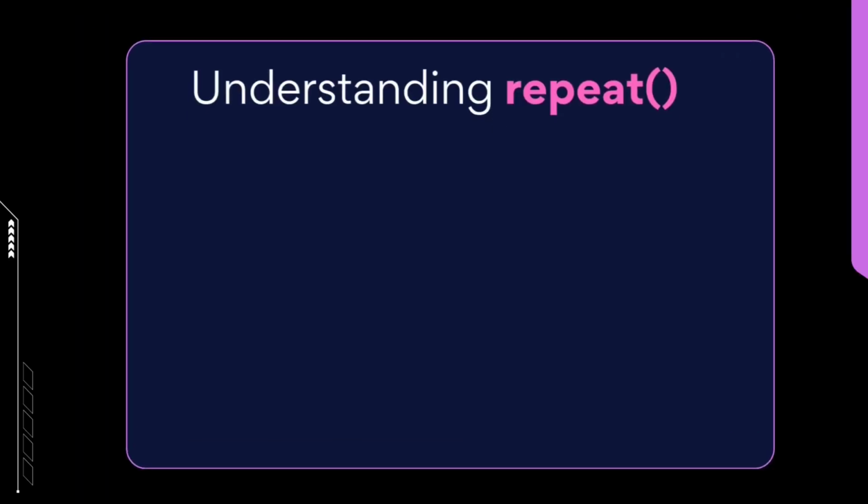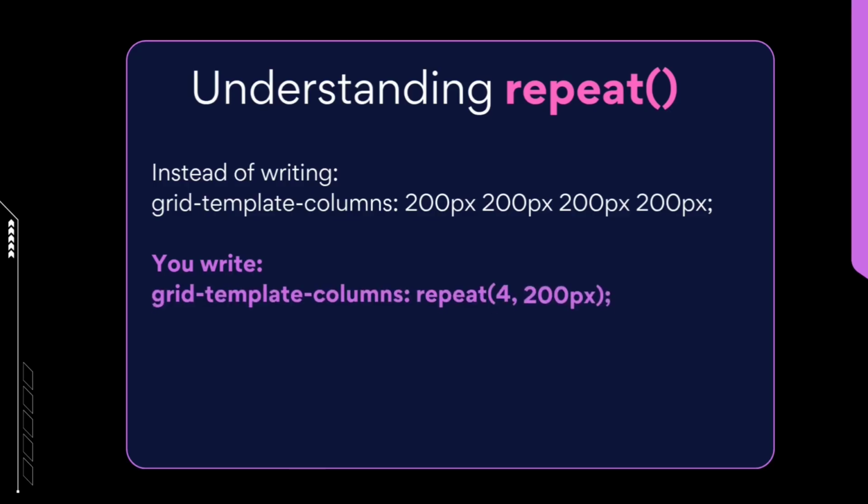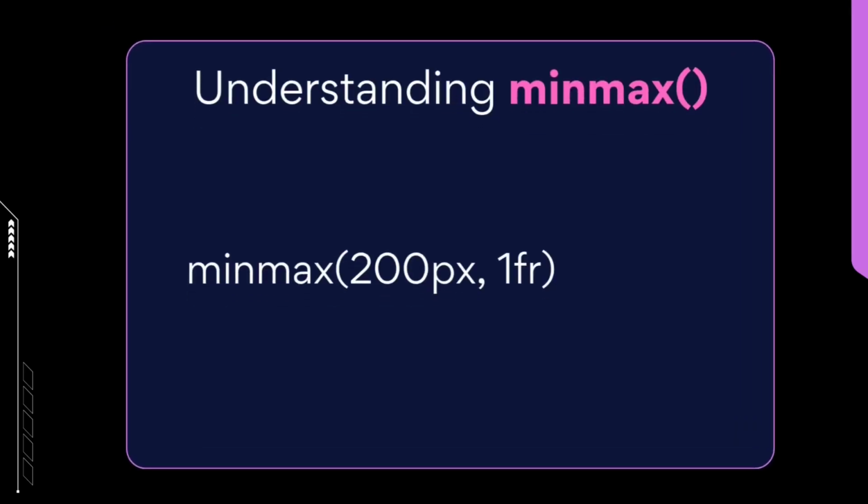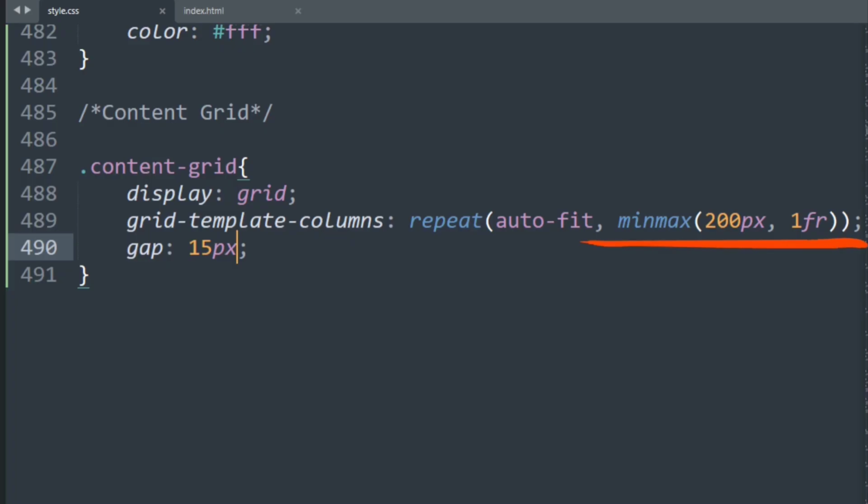Understanding repeat function. Instead of writing grid template columns, 200 pixels, 200 pixels, 200 pixels, 200 pixels, you write grid template columns, repeat, 4, 200 pixels. Repeat creates repeating patterns. Understanding min-max function. Min-max, 200 pixels, 1 FR. Minimum, 200 pixels. Cards never get smaller than 200 pixels. Maximum, 1 FR. Cards can grow to fill available space.